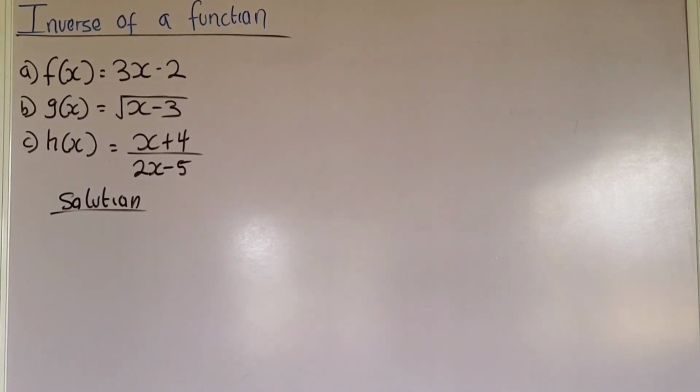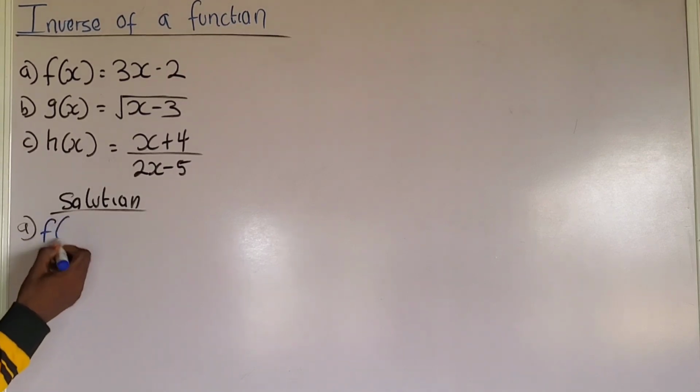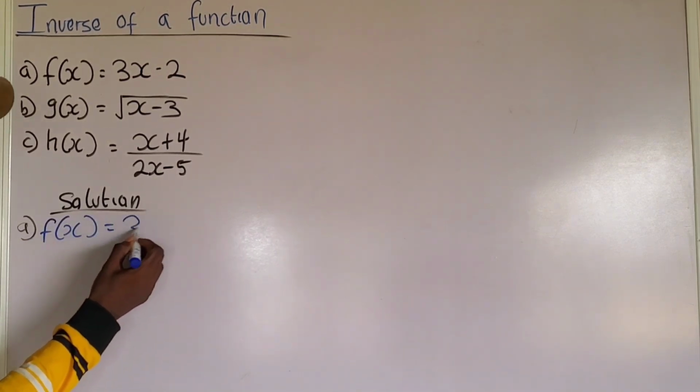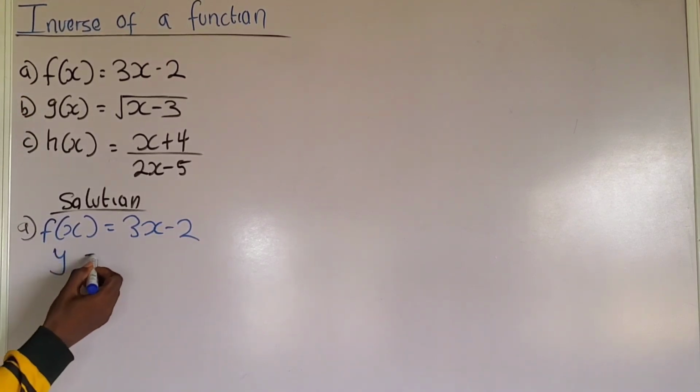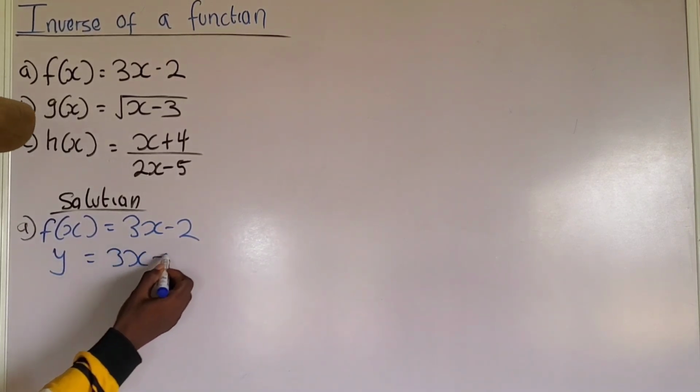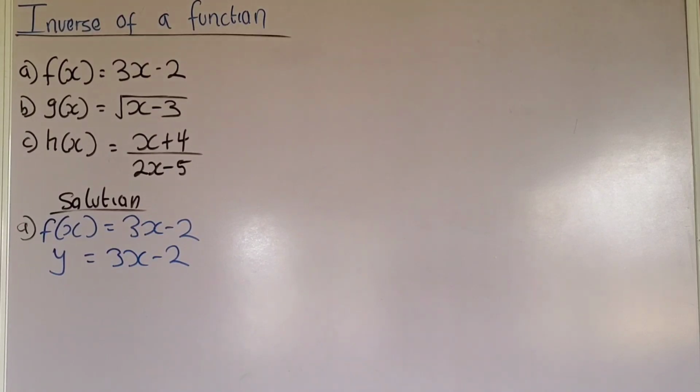Now, if you are given this function in an exam and you are asked to find the inverse, the first step is, we have question A, f of x is equal to 3x minus 2. Now, let y be equal to 3x minus 2. Please pay attention, that's the first step. Let y be equal to 3x minus 2.